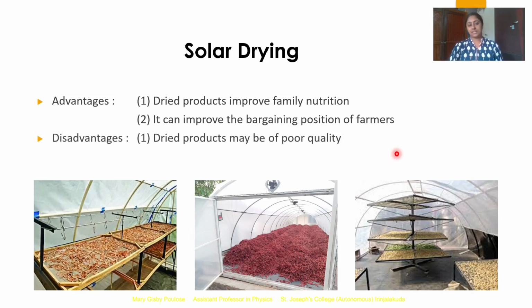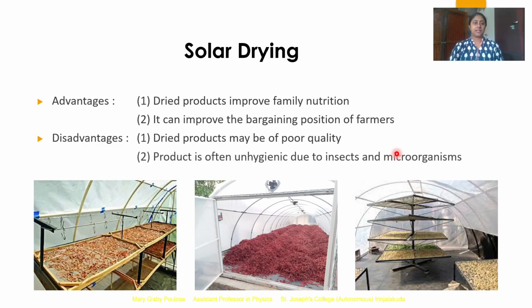Now, the disadvantages of such a system is that the dried products may be of poor quality. Dry ചെയ്യുമ്പോൾ അതിൻ്റെ ക്വാളിറ്റിയിൽ നമുക്ക് ഒരു ഉറപ്പ് പറയാൻ പറ്റില്ല. ചിലപ്പോൾ മോശം ക്വാളിറ്റിയിൽ ഡ്രൈ ചെയ്ത് വരാം. Again, the product is often unhygienic due to insects and microorganisms. അതായത് ഡ്രൈ ചെയ്തെടുക്കുന്ന ആ ഫുഡ് പ്രോഡക്റ്റ് ചിലപ്പോൾ പ്രാണികൾ കയറി അത് അൺഹൈജീനിക് ആക്കിയിട്ടുണ്ടാകാം, അല്ലെങ്കിൽ മൈക്രോ ഓർഗാനിസംസ് പൂപ്പലൊക്കെ ചിലപ്പോൾ വന്ന് മര്യാദയ്ക്ക് ഡ്രൈ ചെയ്തില്ലെങ്കിൽ വന്ന് കയറാം.